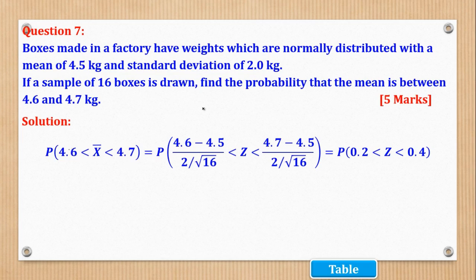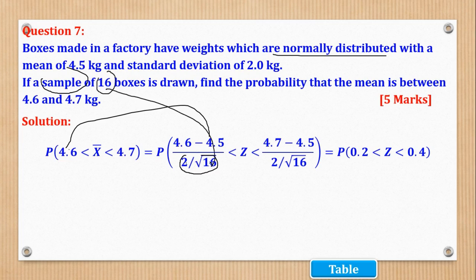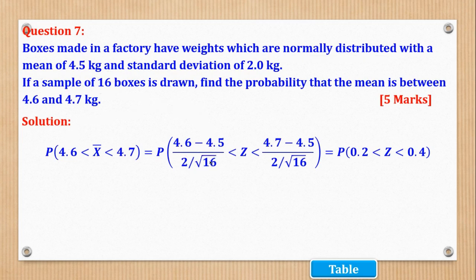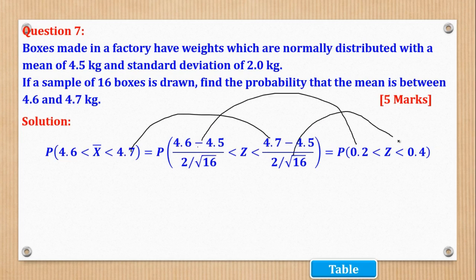Next is to standardize. It is already a normal distribution, so our aim is to standardize. Because it was a sample, we no longer use standard deviation in the denominator alone. It is now standard deviation divided by square root of the total number of the sample. The same applies to 4.7. Then from there we shall use the calculator. This one gives you 0.2 direct, and this gives you 0.4 direct.